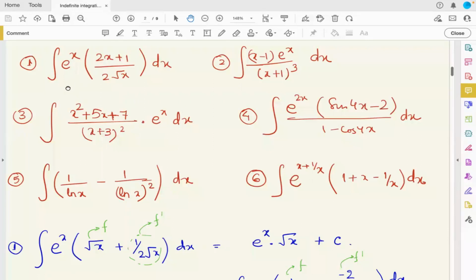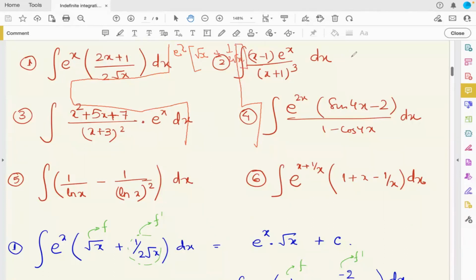Our first question looks like e to the power x times (2x plus 1) by 2 root x, dx. So what do I have to do? We have to first break it, otherwise it won't be visible. Let me make some space here and try to solve this whole question on your own. So e to the power x, and try to break it. When we break it, what we get is root x plus 1 by 2 root x.